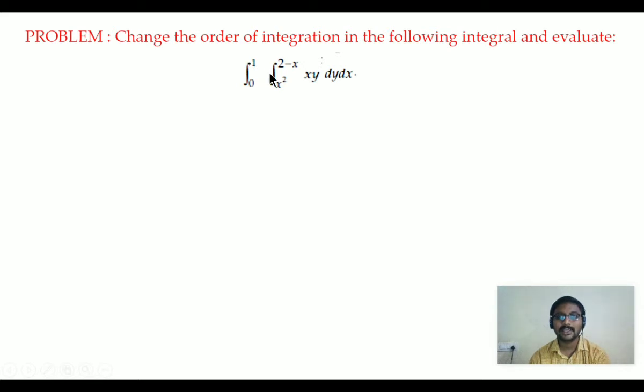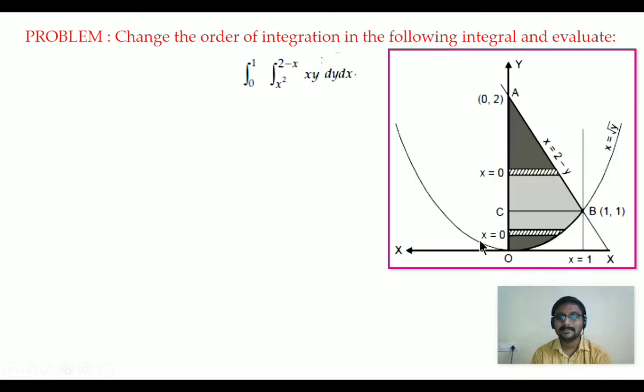First we have to draw the rough sketch of the region. Y varies from x square to 2 minus x, that is y equal to x square and y equal to 2 minus x. The rough sketch of the region is like this. Y equal to x square means x equal to root y. It is the parabola passing through origin and symmetrical about y-axis. So y equal to x square is a parabola, nothing but x equal to root y, passing through origin and symmetrical about y-axis, and y equal to 2 minus x.